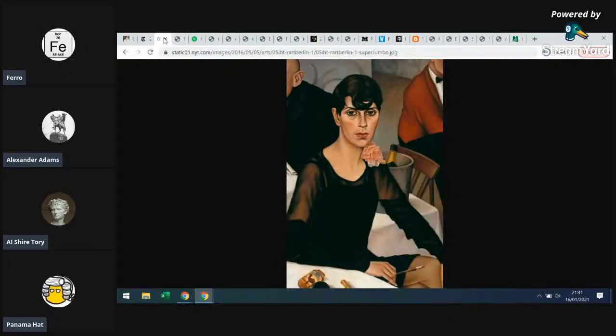Yep. So this is another painting by Christian Schad. Again, this is sort of like a nightclub scene. I'm assuming this is a cross-dresser. I'm not sure. Maybe it's a masculine woman or a cross-dresser. Well, there's literally the song, isn't there? Masculine women and feminine men.